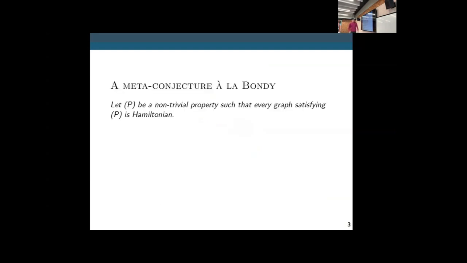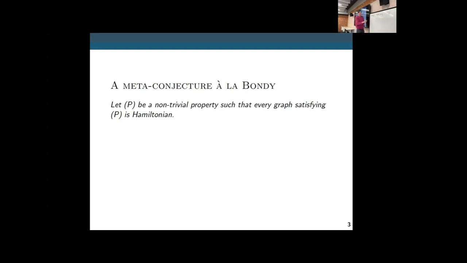This clicker doesn't help me. So this is what I want to talk about today, the meta conjecture a la Bondy. There is in Hamiltonian theory something called Bondy's meta conjecture, and this is from the 70s. Adrian Bondy proposed the following.